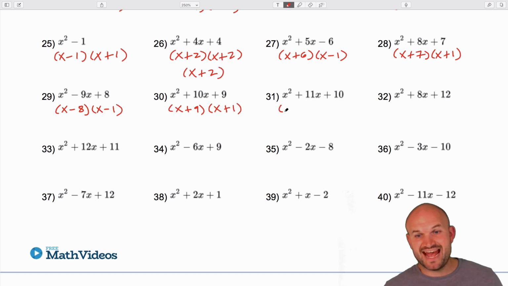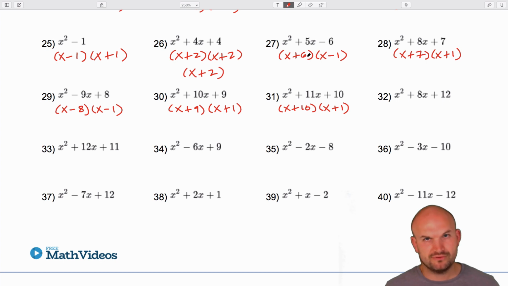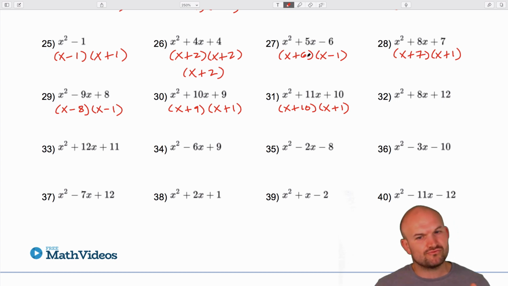Positive, positive. Again, adding the two factors. Hopefully you start to get this pretty good. And again, I'm just figuring out the factors in my head because there's only so many of them. For 10, you only have 5 and 2, and 10 and 1. For 9, you have only 3 and 3, and 9 and 1. For 8, you have 8 and 1, 4 and 2. There's only so many. So we're keeping this rather simple.